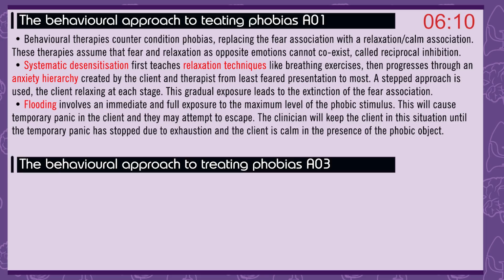Systematic desensitization first teaches relaxation techniques like breathing exercises, and then progresses through an anxiety hierarchy, created by the client and the therapist, from the least feared presentation to the most. A stepped approach is used, with the client relaxing at each stage. This gradual exposure leads to the extinction of the fear association.